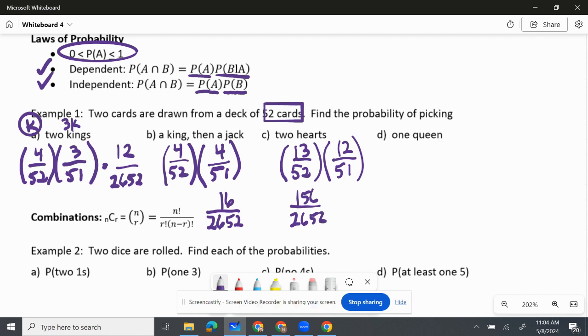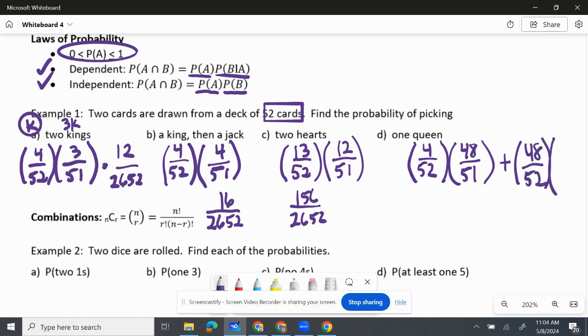1 queen. This is kind of a tricky one because we don't know if the first card is a queen or if the second card is a queen. So it could go queen and then not a queen. So that's one possibility. Or what could happen is the first card could be not a queen, and then we have a queen.